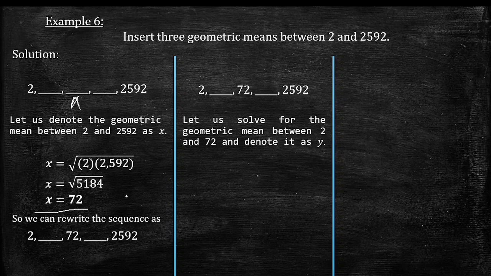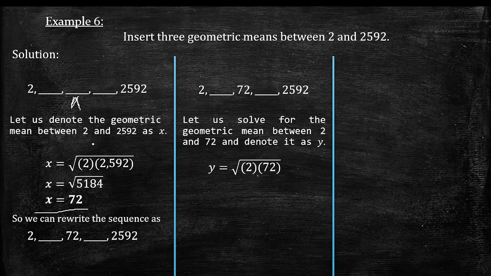Bakit ba pinalitan ko yung name ng geometric mean? Kasi kanina ginamit na natin si x. Kung x ulit yung gagamitin natin, wherein nasa isang problem lang siya, it can cause confusion. So, palitan natin yung variable. Okay lang naman palitan yung variable ng geometric mean as long as aware ka na ang nire-represent niya is the geometric mean.